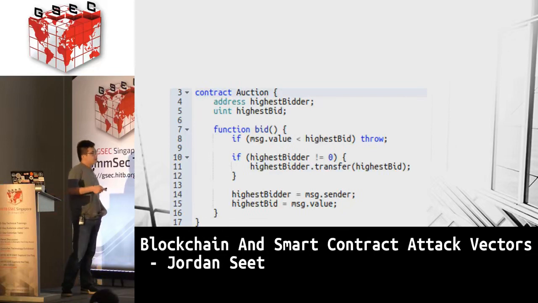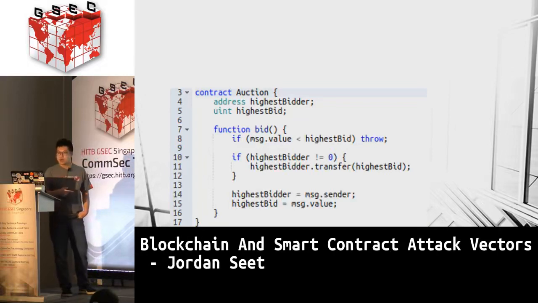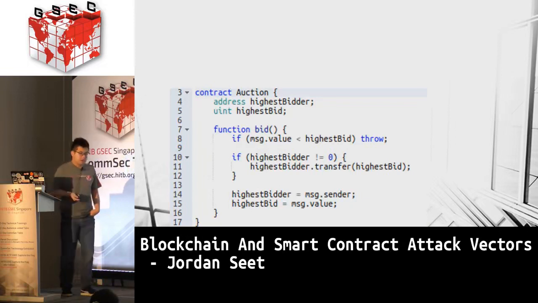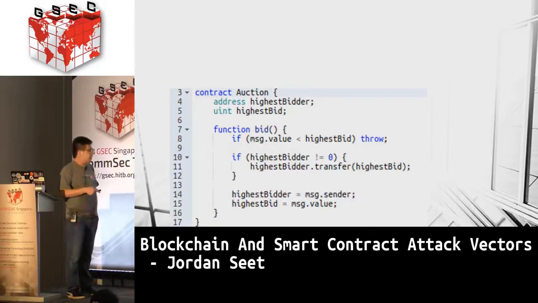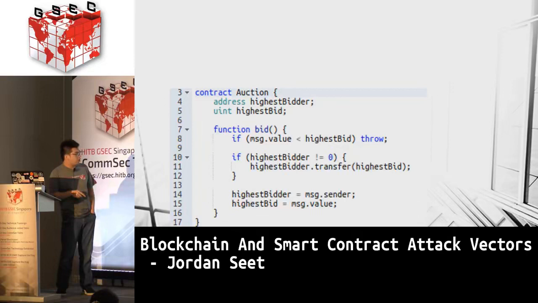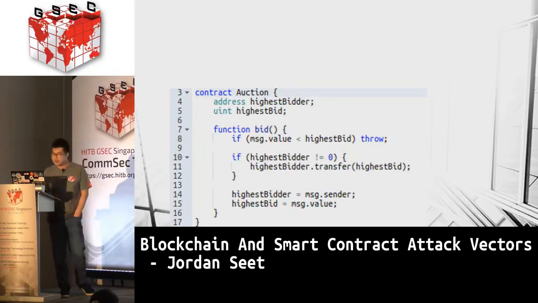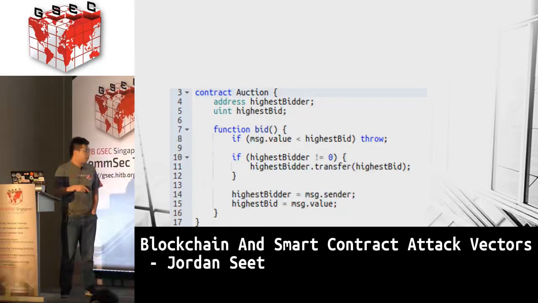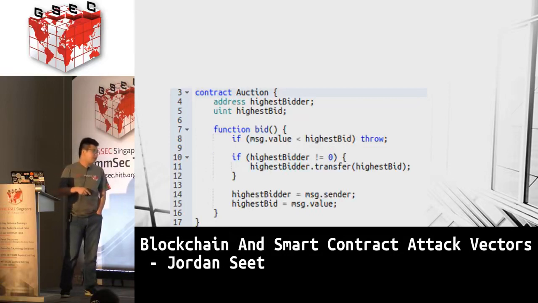The person calling this will make a bid. Message.value is the amount of money that is attached to this function call. If the money that I'm sending, the amount that I'm bidding, is less than the highest bid, I throw an exception. If the highest bid is not equal to 0, then I transfer. So if I have a new highest bid, I transfer the money over to the previous highest bidder, and then I save the new highest bid address and value.